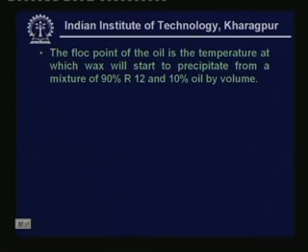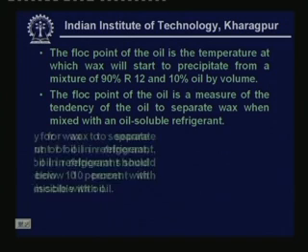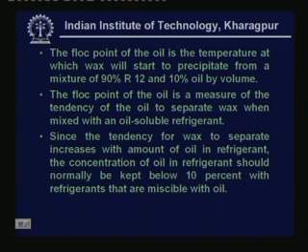And floc point is important for oil soluble refrigerants, and it is defined as the temperature at which wax will start to precipitate from a mixture of 90% R12 and 10% oil by volume. This is the definition of floc point. The floc point of the oil is a measure of the tendency of the oil to separate wax when mixed with an oil soluble refrigerant. So this is important only for these refrigerants. And since the tendency for wax to separate increases with the amount of oil in refrigerant, the concentration of oil in refrigerant should normally be kept below 10%. Okay, you should not have too much oil in the refrigerant.